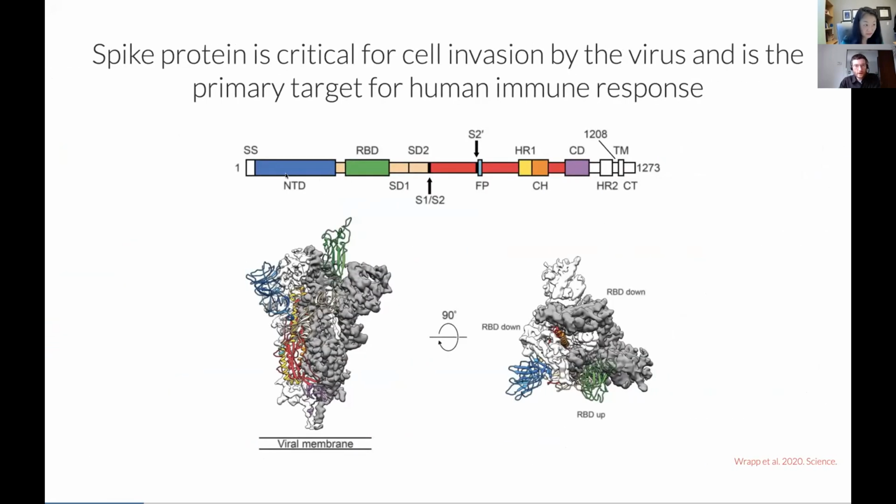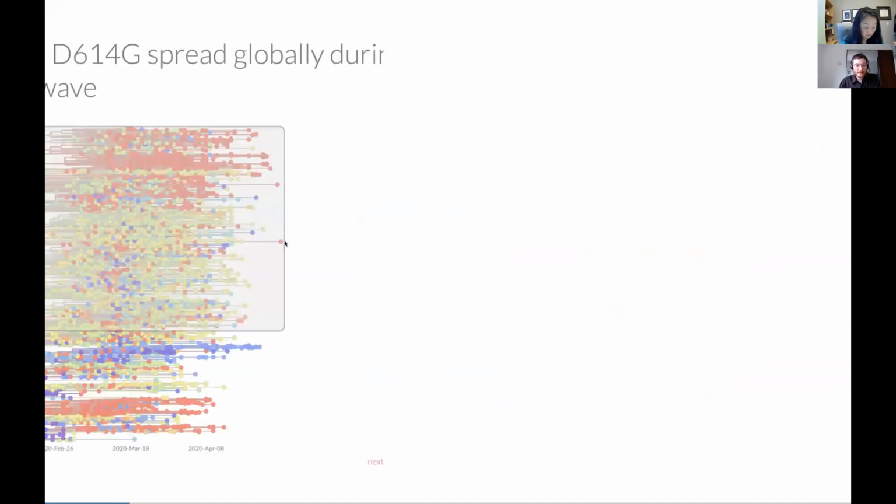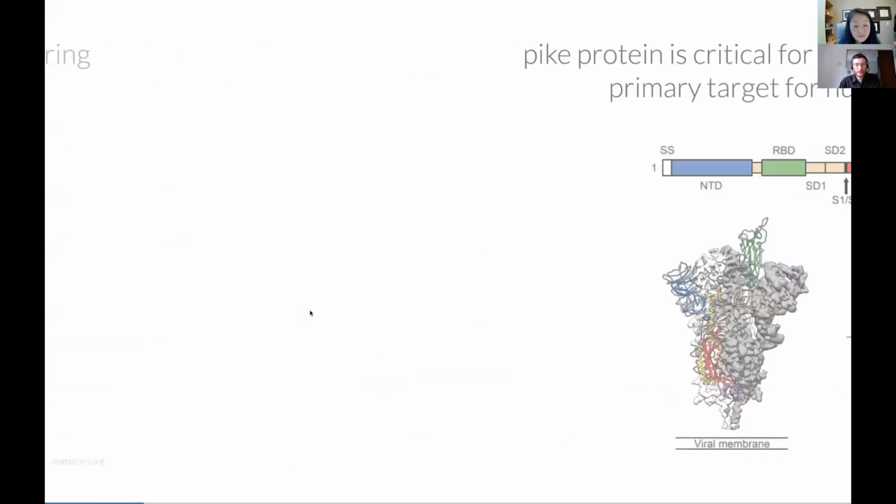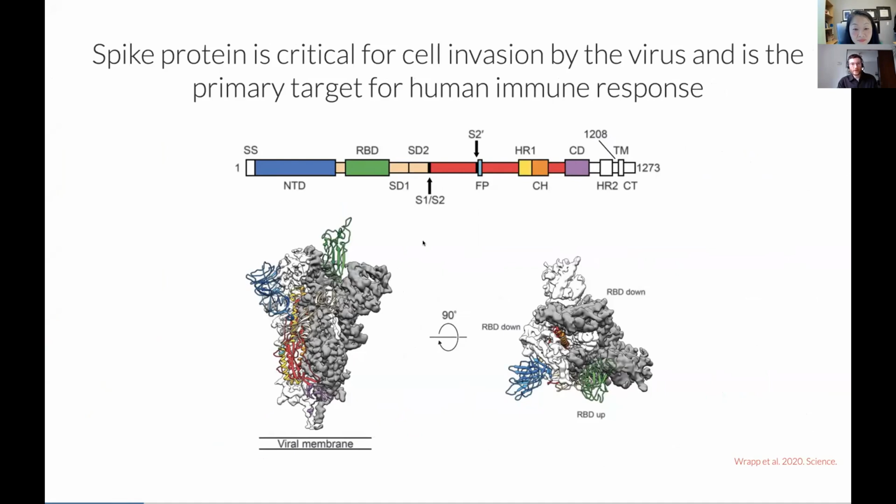The focus here has really been on spike. So this is D614G, a D to G change at site 614 in the spike protein. Spike is really the focus of our attention and the focus for the virus's evolution, because it's critical for binding to ACE2 and entry into the host cell, and is also where our immune response is targeted, particularly in the S1 domain, in the RBD and in the N-terminal domain.